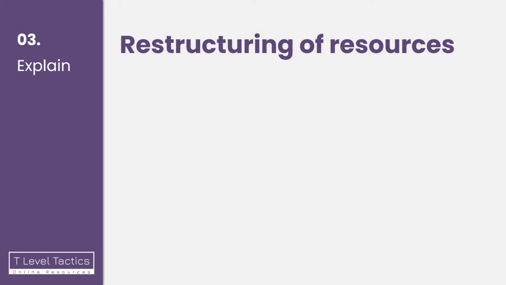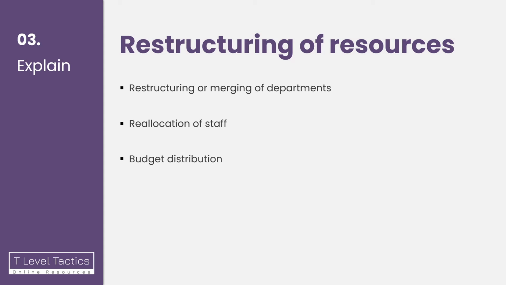And finally, restructuring might be a way that we respond to some of those influences. We could look at restructuring or merging different departments in the business or organization. It might be that we have to reallocate different staff to different areas. We may also look at how we distribute budgets to different departments and different projects. And obviously, with the impact of remote working and the pandemic that we mentioned earlier, we may need to look at repurposing different buildings or office spaces for different uses to become more cost-effective.